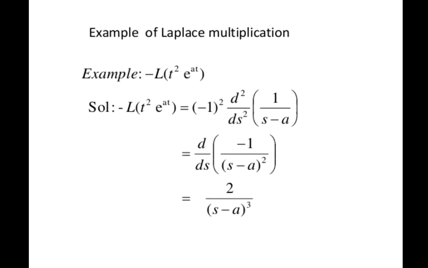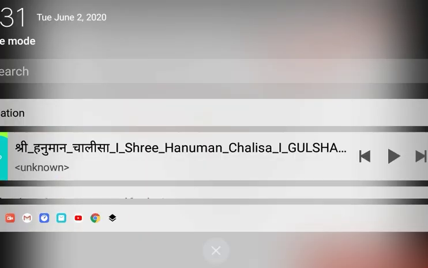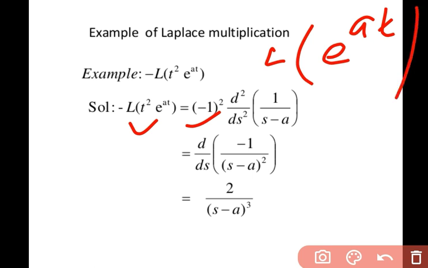Example of Laplace multiplication: Laplace of t square e to the power at. We can use the previous formula: (-1) to the power 2, since this is t power 2, d2 upon ds2 of 1 upon s minus a. This is L of e to the power at. After the derivative we get this, and finally, differentiating again with respect to s, we get the final result: Laplace of t square e to the power at is equal to 2 upon (s minus a) whole cube.